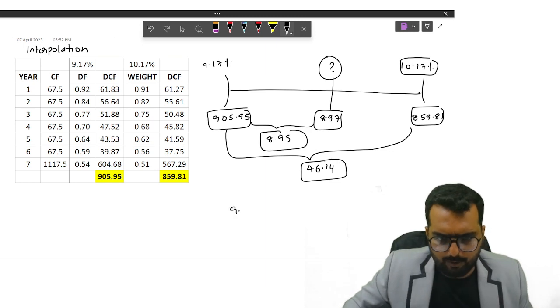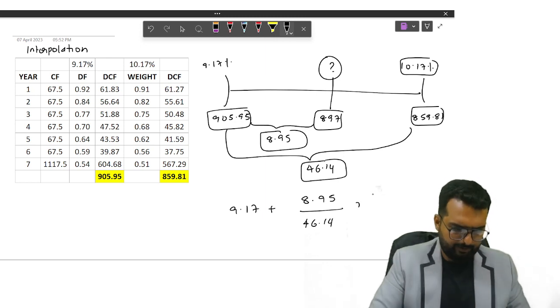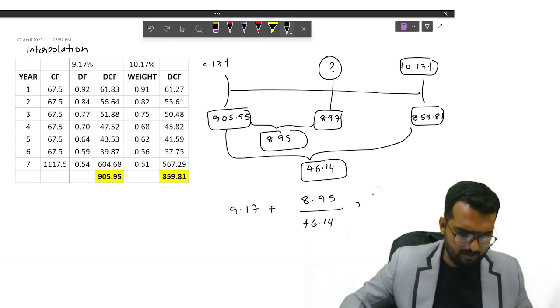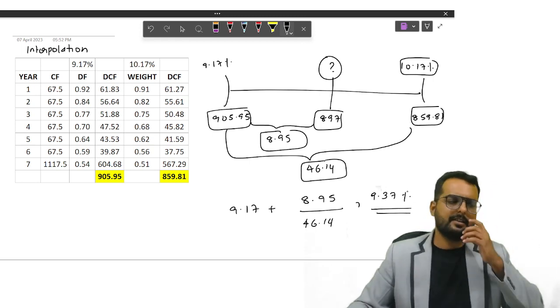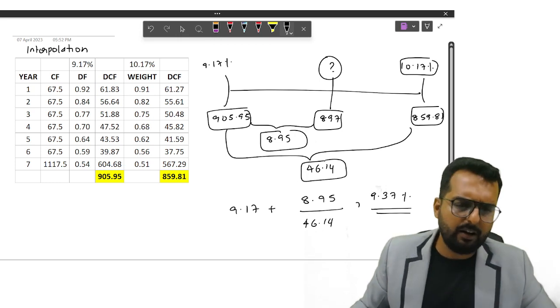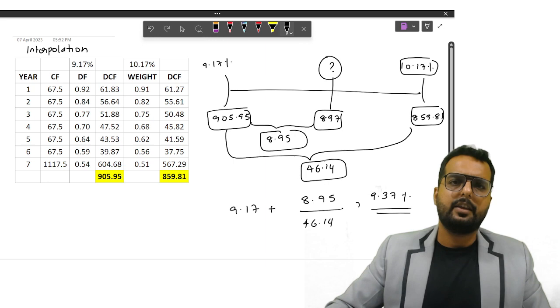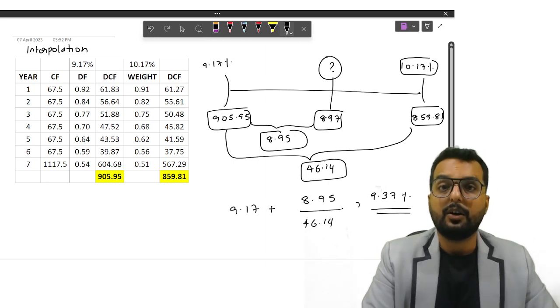46.14. Alright, so the formula would be 9.17 plus 8.95 divided by 46.14. You get the answer as 9.37%. This is exactly the same answer we got earlier also. Am I right? Yes. So we are done with this question.